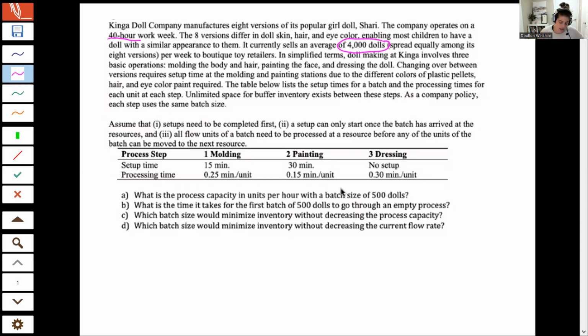Changing over between the versions requires setup time at the molding and painting stations due to the different colors of plastic pellets and so on. The table lists the setup times for a batch and the processing times for each unit at each step. We have unlimited space for the buffer between the steps. And as company policy, each step uses the same batch size. So there is only one batch size for this problem.